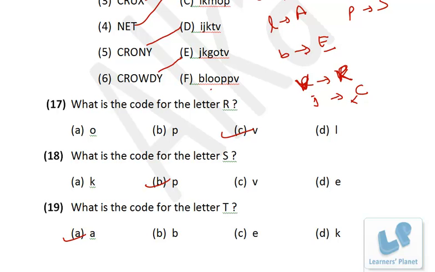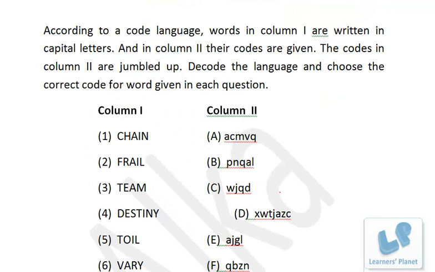So friends, I'm sure you are clear. Now friends, let's see this set of questions. Here according to our code language, words in column 1 are written in capital letters and in column 2 their codes are given. The codes in column 2 are jumbled up. Decode the language and choose the correct code for the word given in each question, right?